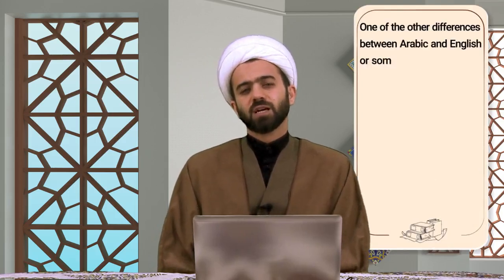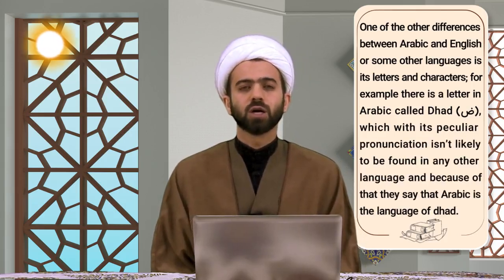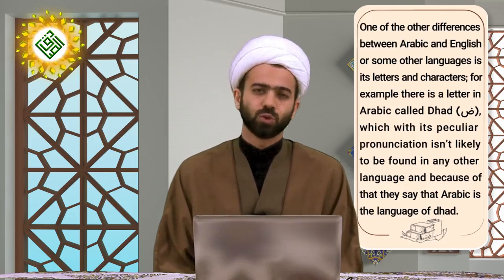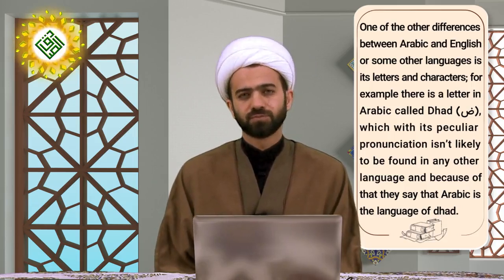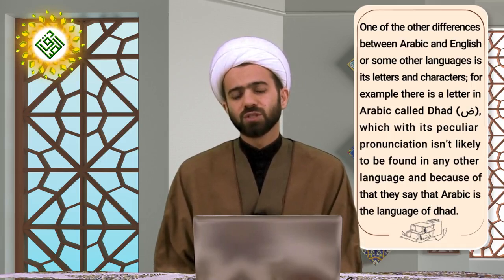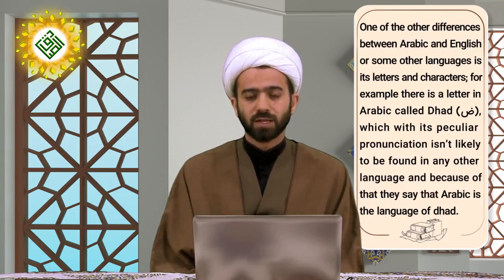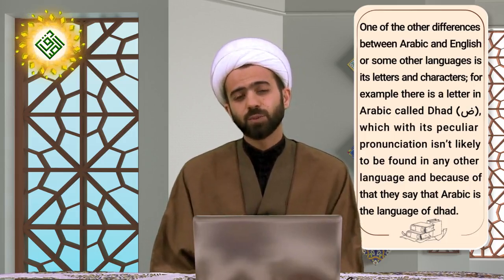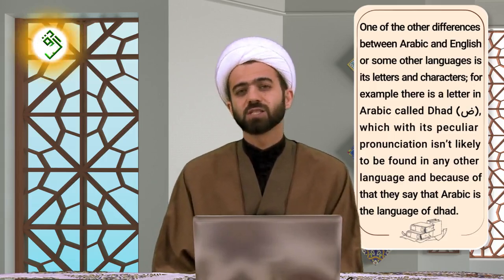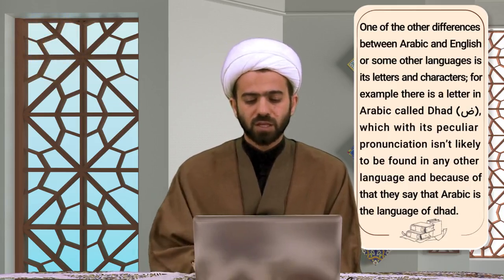For example, we have a very specific letter and character in Arabic, which is called Dad. We almost do not have any other language in the world including such a character, except some very rare languages. Almost all of the languages do not have such a character, the letter Dad. And as a matter of fact, that is why the Arabic language is called by a second name, Lughatul Dad, which means the language of Dad. It is because of this special character and letter that it includes.